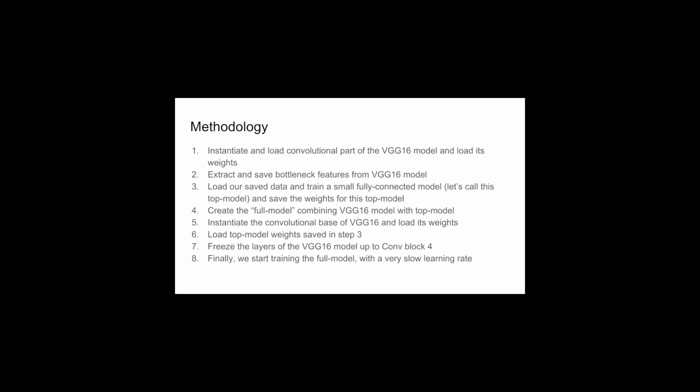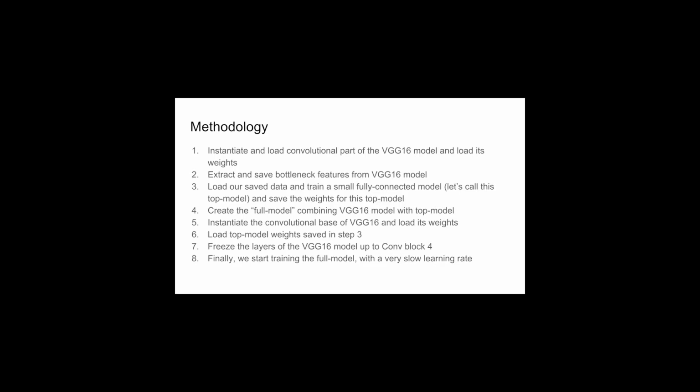This is the strategy we will be using. We are going to initiate the VGG16 model with ImageNet weights, and then we're going to extract and save bottleneck features out of VGG16. We're going to load our saved data and train a fully connected model on top of that, and we're going to call it the top model.